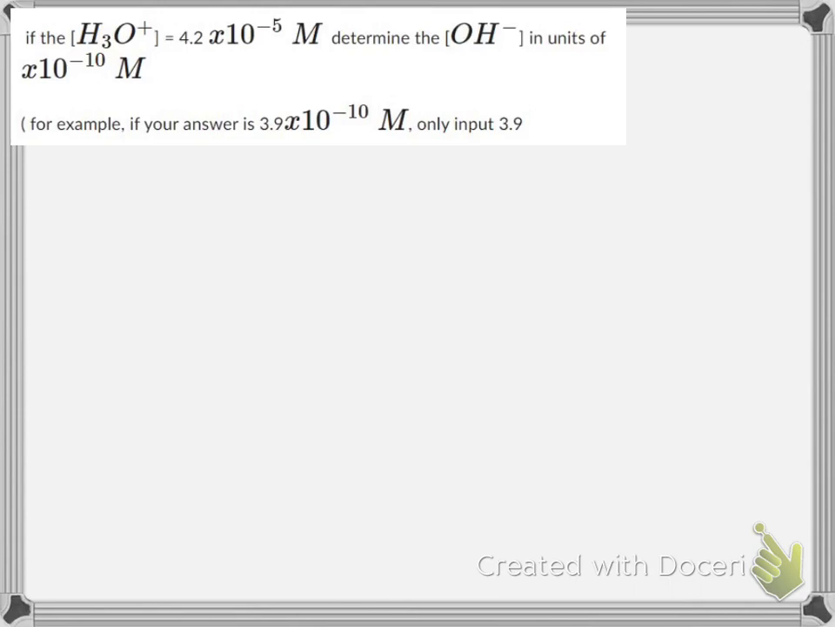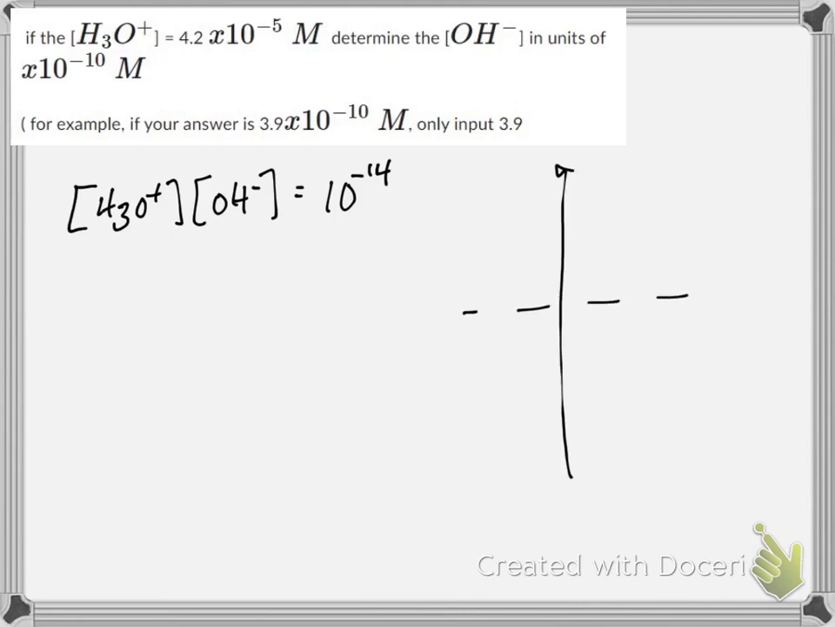This is a computational problem, so let's set it up. We know that the product of hydronium times hydroxide in water must always be 10 to the minus 14. When we're looking at water at pH 7, that's 10 to the minus 7 molar hydronium and 10 to the minus 7 molar hydroxide. That's neutral water, so their product is 10 to the minus 14. Now we're being told that the hydronium concentration is 10 to the minus 5.